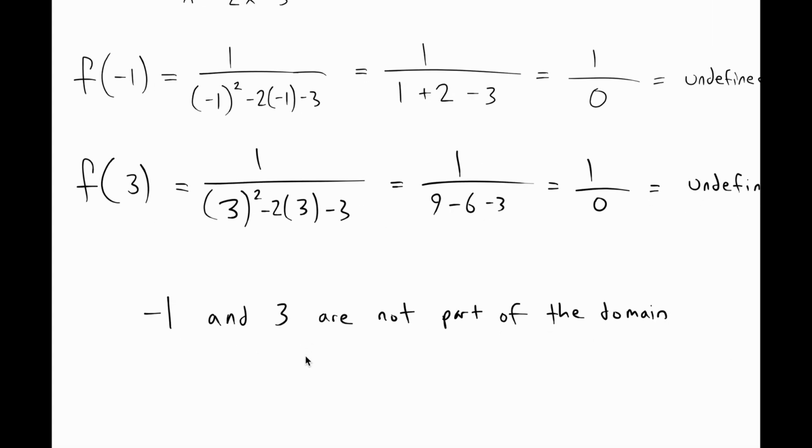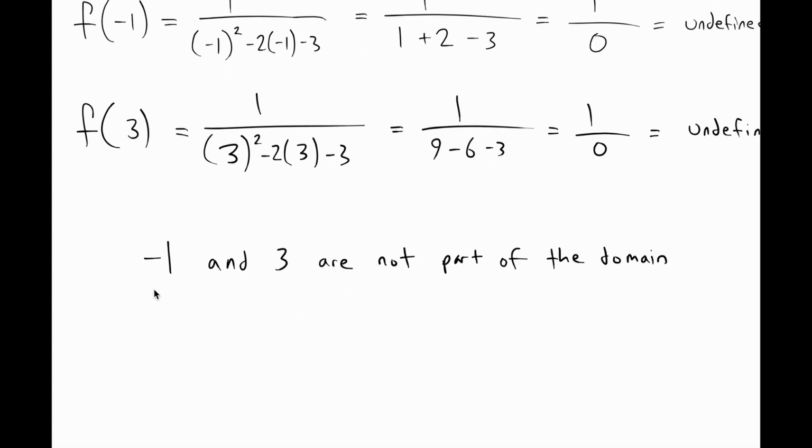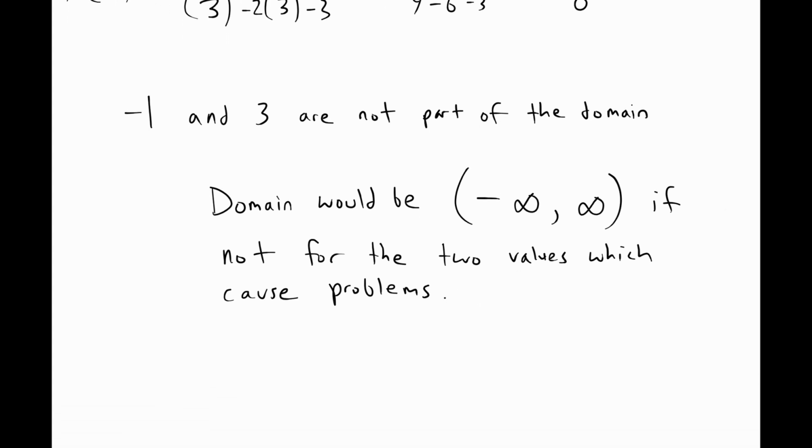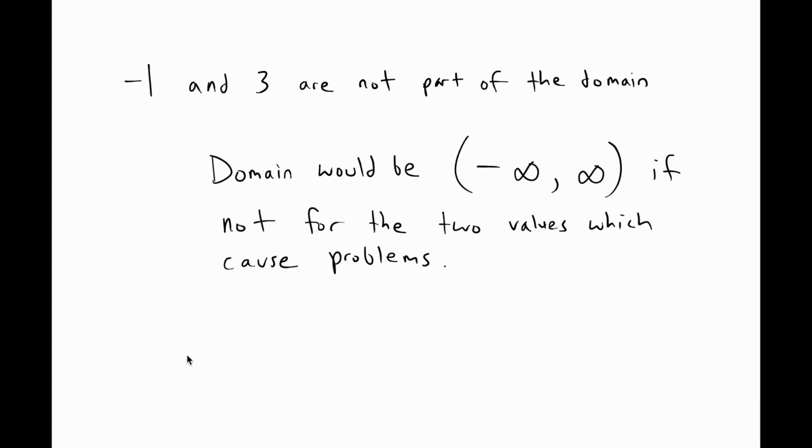So how do we write the domain then? Well, if it wasn't for those two problems, the domain would be all real numbers, so anything from negative infinity to infinity, if not for the two values which cause problems. So we have to exclude those values from the domain. The way we write that then is, you could say x cannot be -1 and x cannot be 3, but x could be anything else.